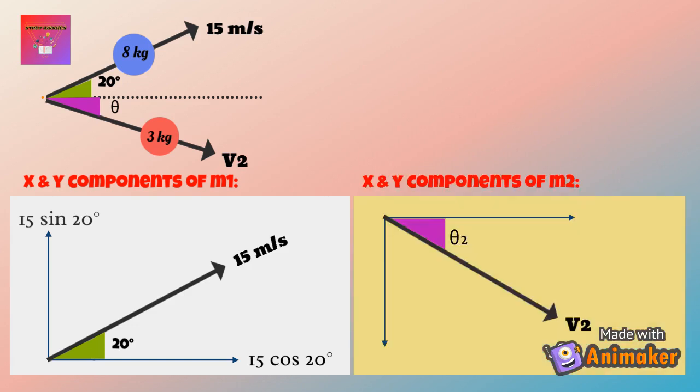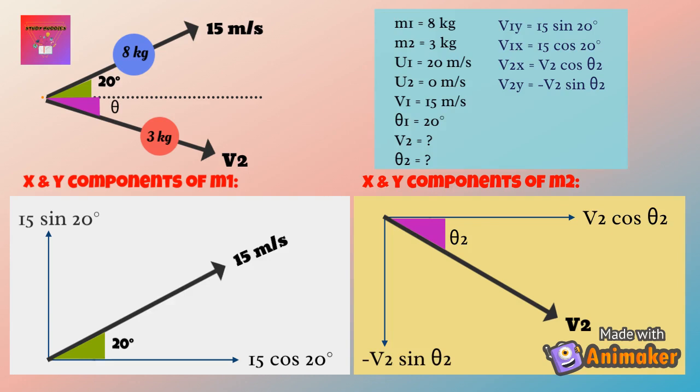Apply the same concept to resolve the x and y components of the second object. This will give you v2 cos theta as your x component and negative v2 sine theta as your y component. You guys might be wondering why the y component of the second object is negative but the first object is positive. If you look at the diagrams, the direction of the y component of the second object is towards negative y-axis, which is downwards, while for the first object, it's towards positive y-axis, which is upwards. This explains why we have to include the negative symbol for the y component of the second object.